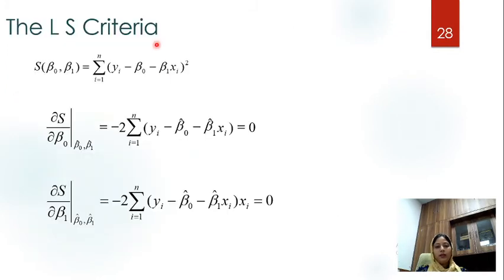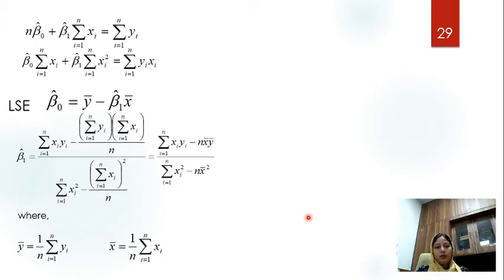The least squares criteria. According to the principle of least squares, we minimize the sum of squares due to error, SSE, sometimes denoted by S(beta naught, beta 1), equal to summation of (yi minus beta naught minus beta 1 xi) square. So we differentiate partially with respect to the unknown constants and equate to 0 at the values beta naught hat and beta 1 hat. So we obtain the first derivative and equate to 0. Similarly with respect to beta 1, equating to 0, we obtain two normal equations.